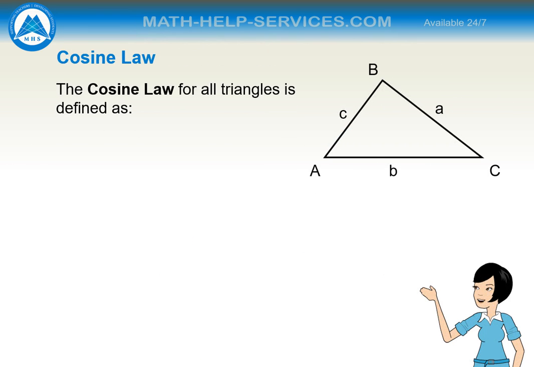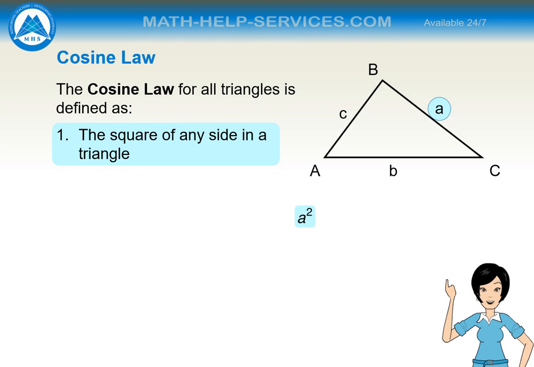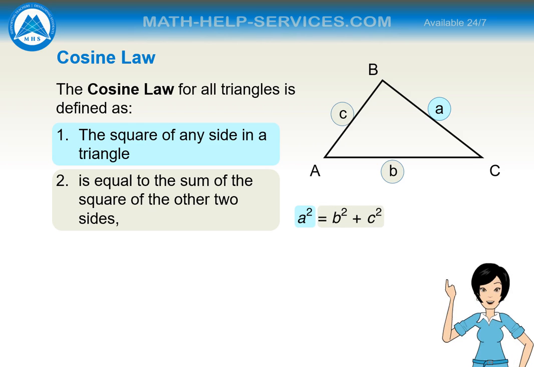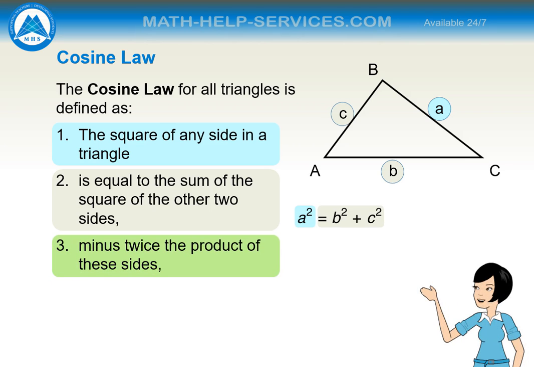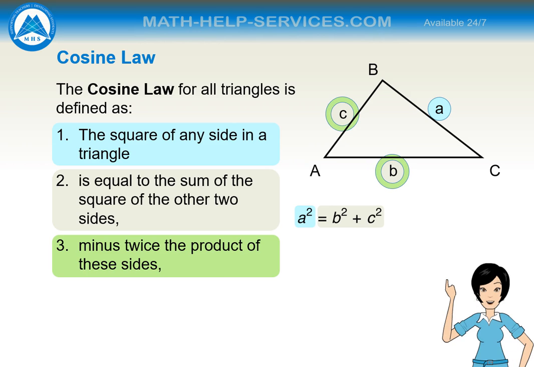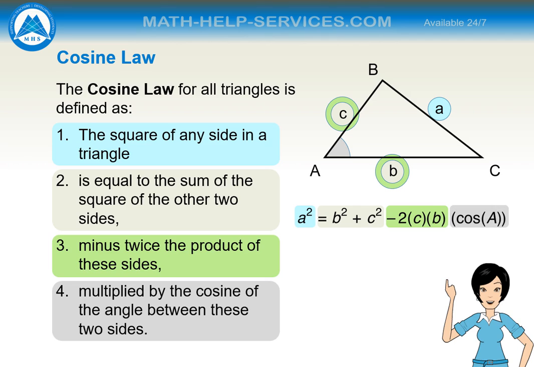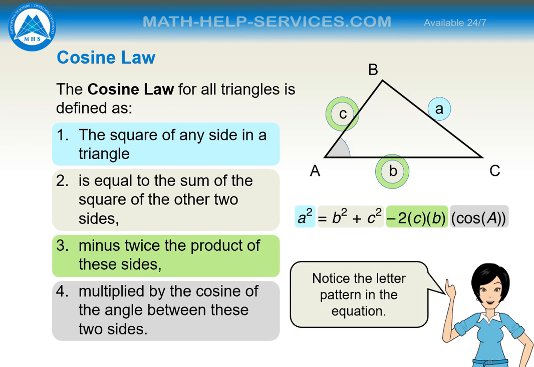The cosine law for all triangles is defined as follows. 1. The square of any side in a triangle, such as side length A squared, is equal to the sum of the squares of the other two sides, minus twice the product of these sides, multiplied by the cosine of the angle between these two sides. Notice the letter pattern in the equation. We have ABC, CBA.